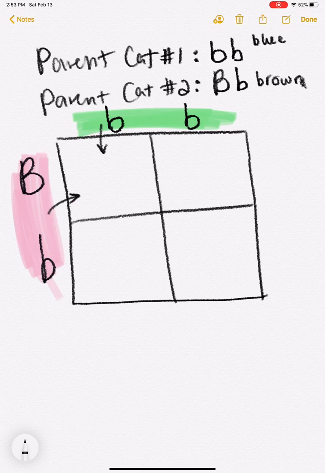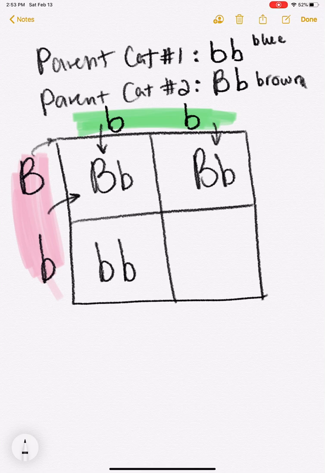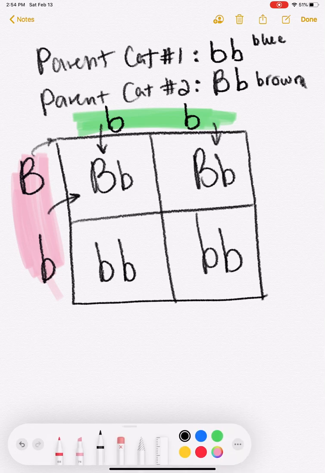I always tell my students it's like the letters are cattle and we have to bring it into the corral. So uppercase B, and then same thing over here. We're going to move this one over there and this one down. Uppercase B, lowercase b, and same thing. So we're trying to figure out what percentage of the kittens will have blue eyes. So each square represents 25% of probability.